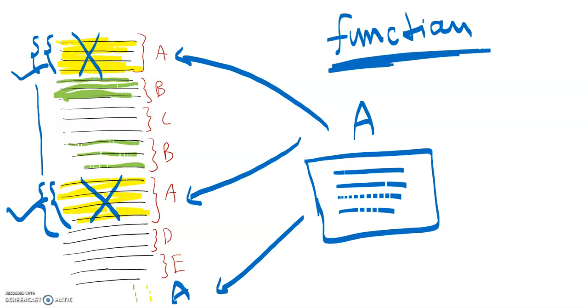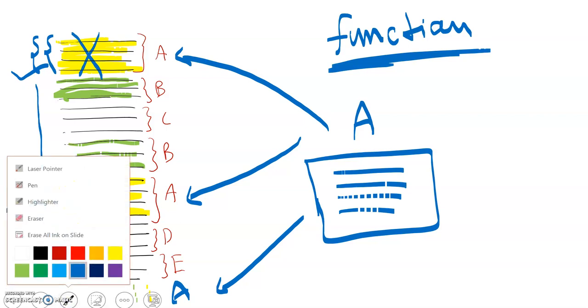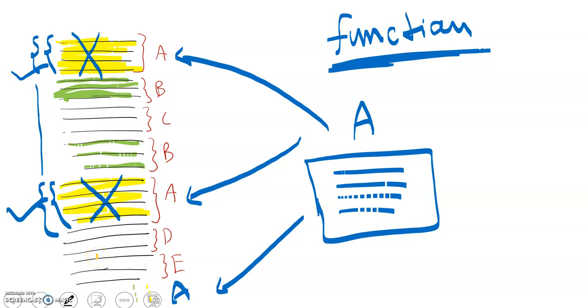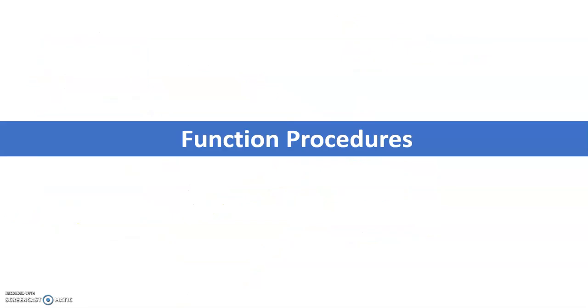In many cases, after performing some job, the function may return some value. It might bring some values with it when it returns back. So this is the concept of the function. Now let's see how we use functions in VB. Here we call them function procedures.